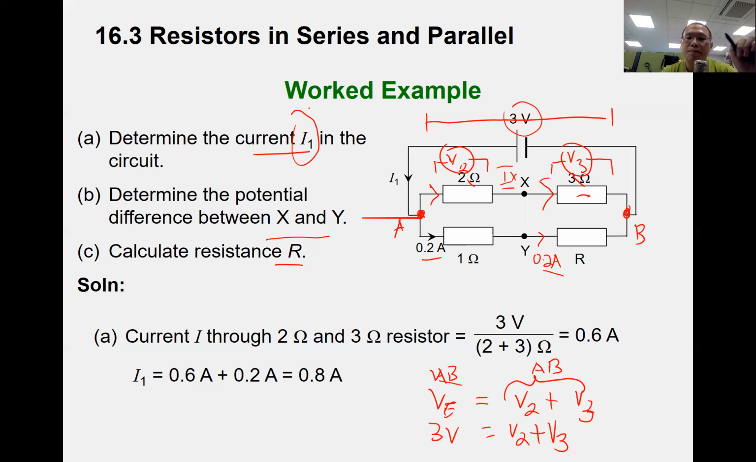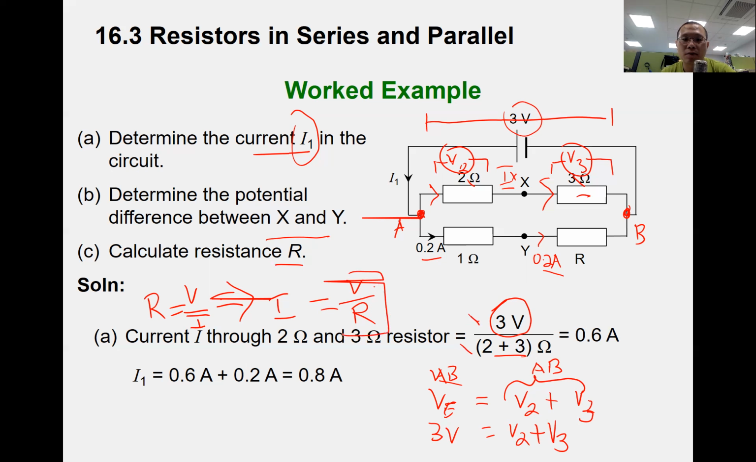Determine the current I1. Like I mentioned before, how do I find current? I can use back the formula R equal to V over I, which means that current is V over R. Okay, and I know the potential difference across 2 and 3 is actually 3 volts. So the total resistance across the junction, if they are in series, I will know is 2 plus 3. So total voltage, the potential difference, and the resistance, this is the formula. Okay, and you'll find that it will be 0.6.